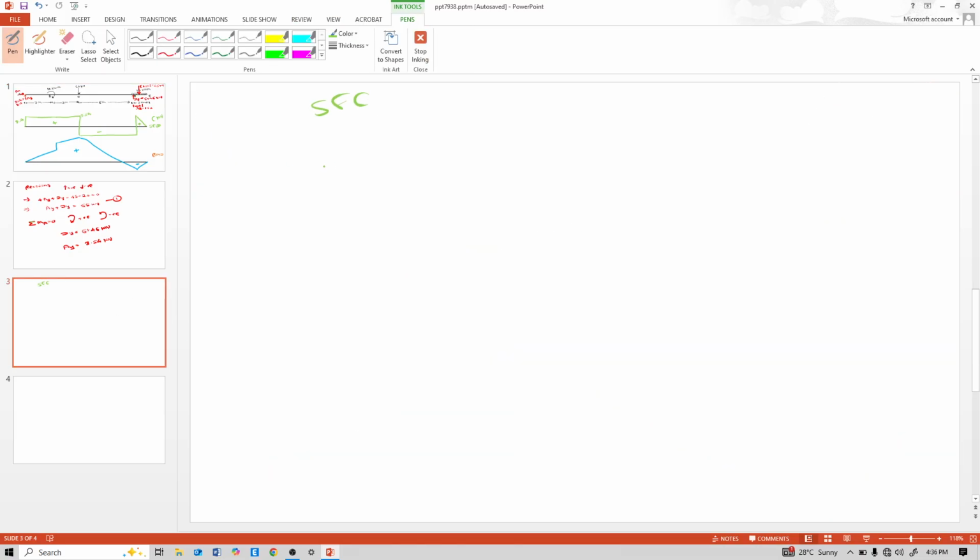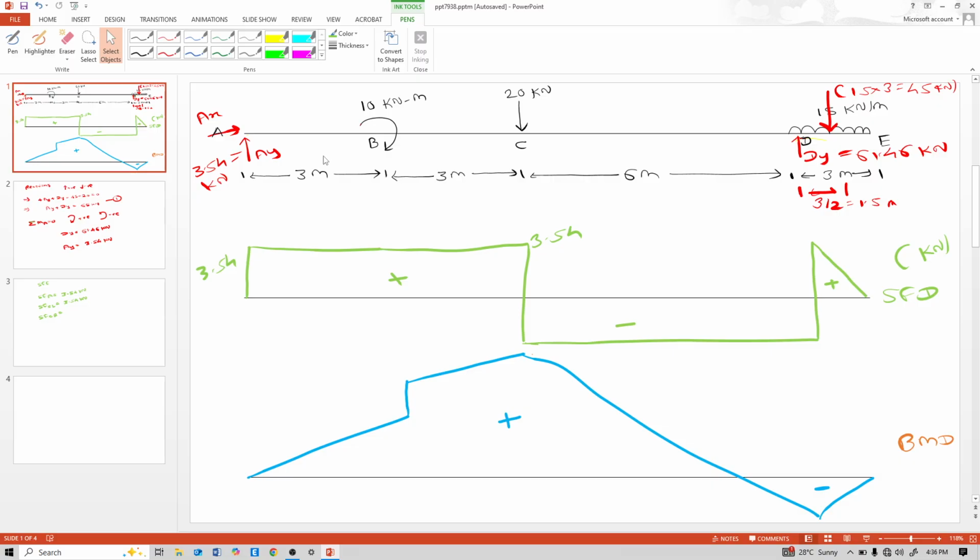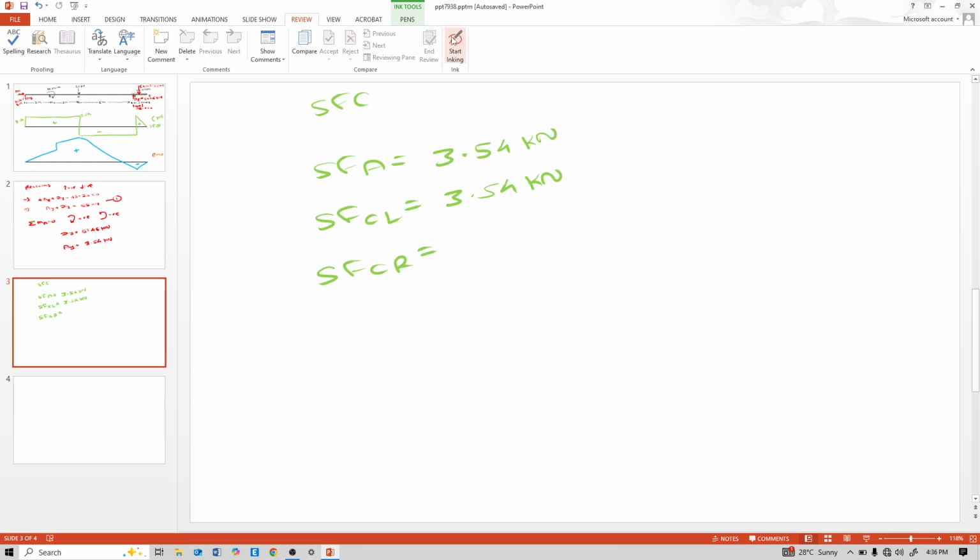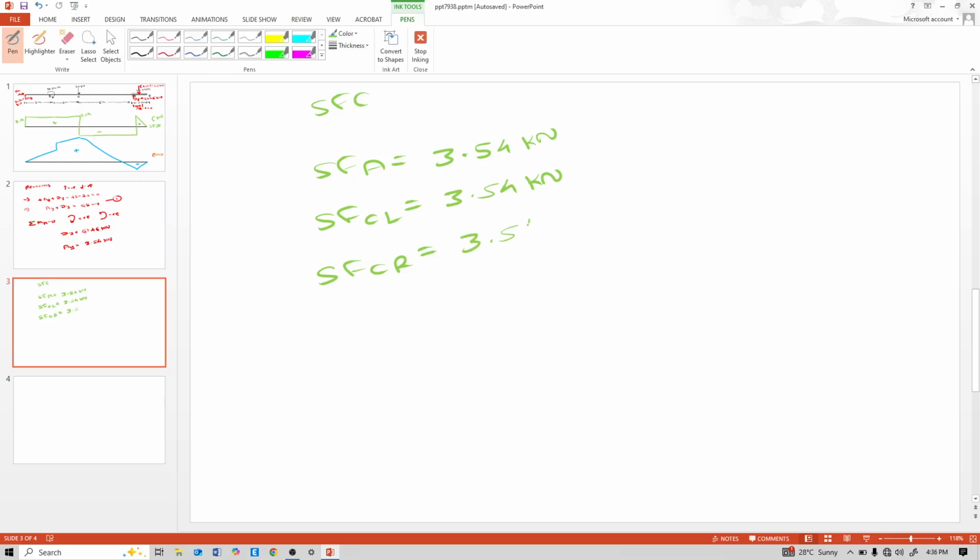Shear force calculation. Shear force at point A is equal to 3.54 kilonewton. Shear force just left to that point C is also 3.54 kilonewton, and shear force just right to that point C is, see this, 3.54 kilonewton and minus 20. So it is minus 16.46 kilonewton.